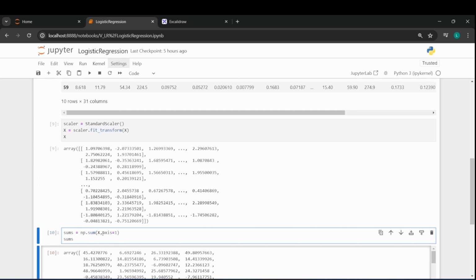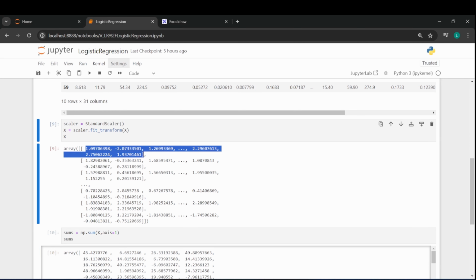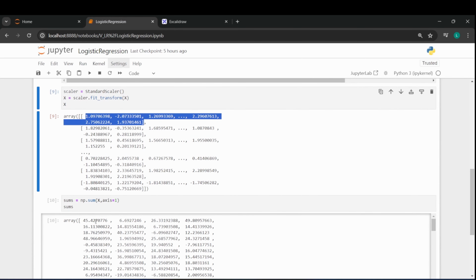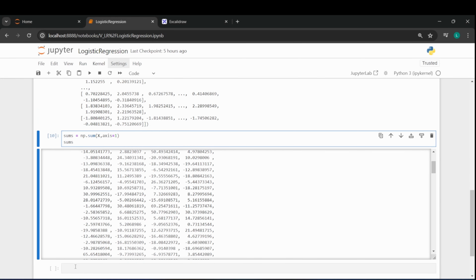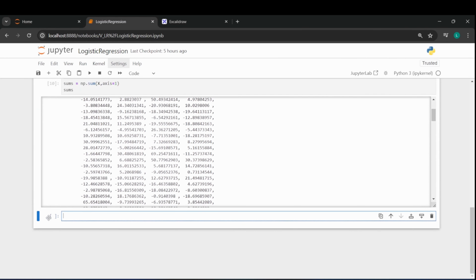So what does np.sum of x, axis equal to 1 do? It takes the sum of all these values and puts them inside one value. So sum of all these is 45.42707, and then sum of all these values is 6.692 and so on like that. Now I am going to separate the sum values of the malignant and the benign.